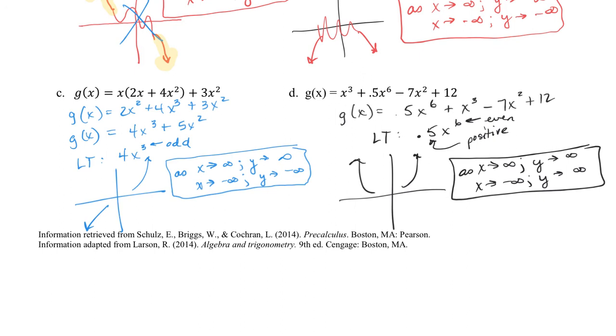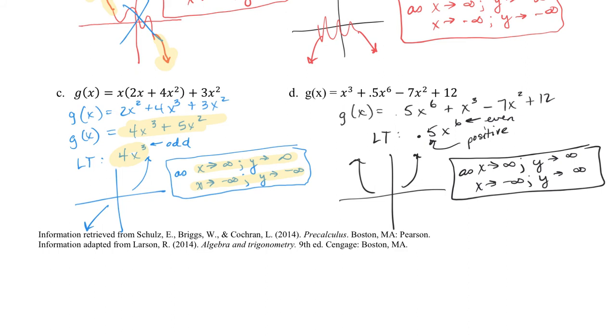Okay, so you're back. So hopefully you've got your answers here for C and D. So for C, you should have gotten the simplified function in standard form was 4x cubed plus 5x squared. Leading term, 4x cubed. It's an odd degree polynomial. Leading coefficient is positive, so it's going to behave like a cubic. So as x approaches infinity, y approaches positive infinity, and as x approaches negative infinity, y approaches negative infinity.